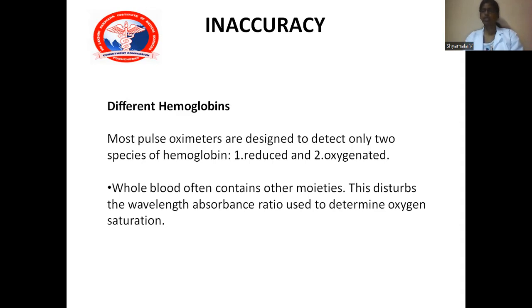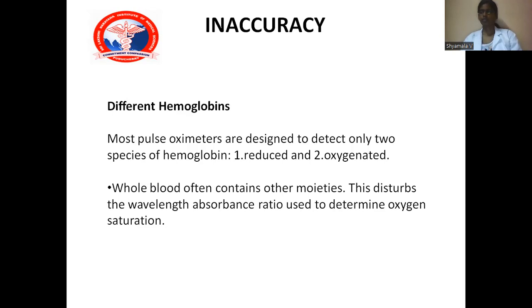In case of transmission type pulse oximeter, the light emitting diodes are present on one side and the photodetector is present on the opposite side, and the light is transmitted through the vascular bed. Whereas in case of reflectance type, the light emitting diode and photodetector are present on the same side, adjacent to each other, and it relies upon the light scattered back from the substances.